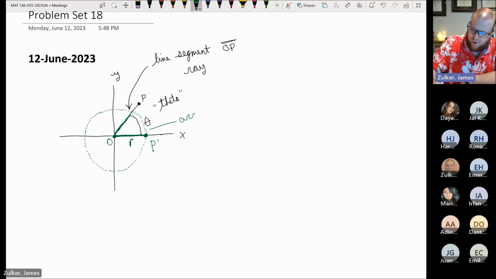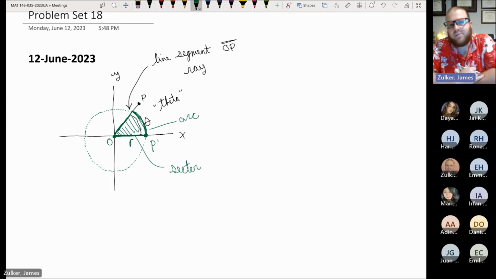This little bit here is an arc. Right, so that would be an arc. And then this slice, you can think of as like a pizza slice. So that entire slice is a sector, a sector of the circle.